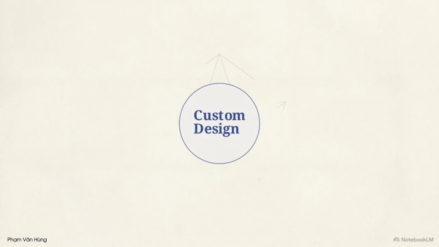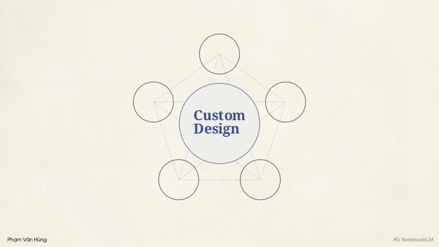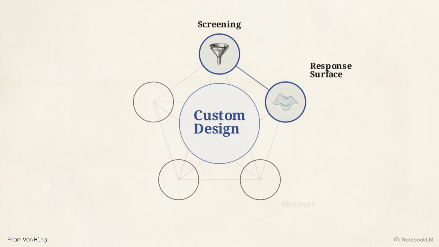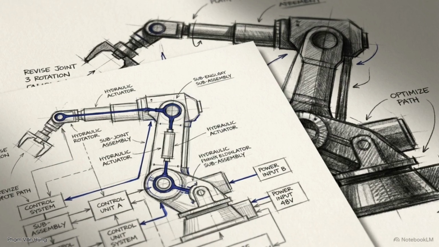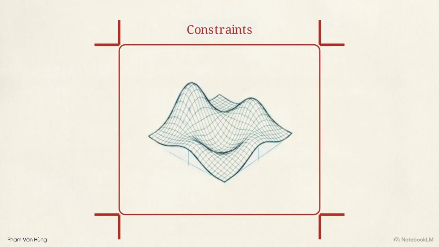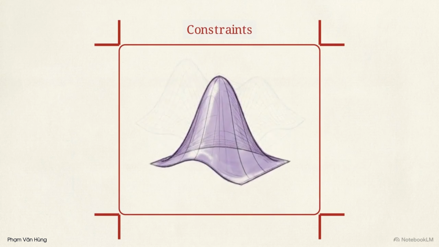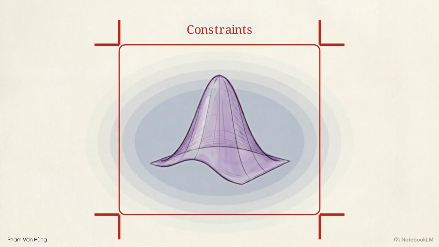We are going to explore 5 distinct experiment types using custom design: screening, response surface, mixture, covariates, and randomization restrictions. Correctly defining the factors and constraints of your environment produces a design built specifically for your project. This approach creates experiments that are statistically robust while remaining within your physical and budgetary limits.